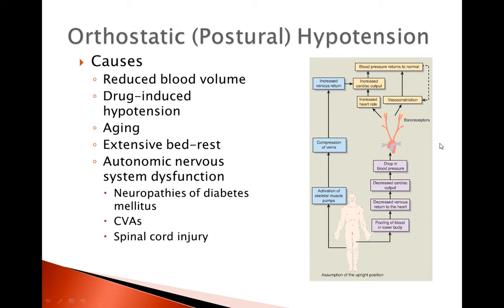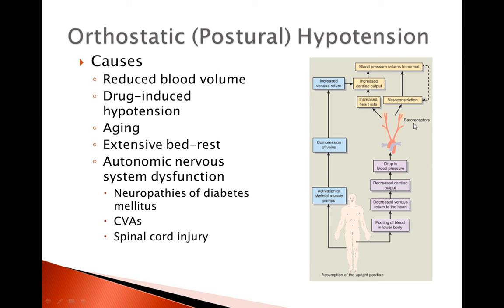Then you stand up, and if you stand up quickly, what should happen is immediately the skeletal muscle pumps are activated. This compresses the veins and helps with venous return. And likewise, because of these drops in pressure, your baroreceptors in the carotid sinuses and the arch of the aorta respond by sending signals to the sympathetic nervous system to increase your heart rate, increase vasoconstriction, increase blood pressure, and bring your blood pressure back towards normal.